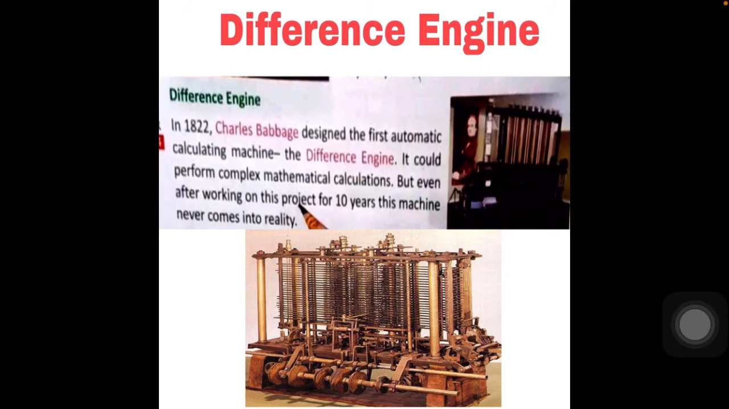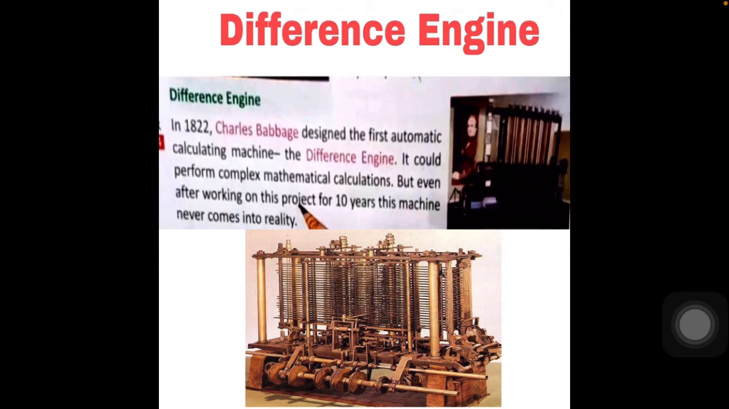Who is the father of the computer? Charles Babbage. In 1822, Charles Babbage designed the first automatic calculating machine, and that machine is called the difference engine. That's why it is called the most advanced machine of those days, because with the help of Charles Babbage's machine, we got an idea of the digital computer, right? With the help of the difference engine, we found the path to the new advanced digital computer.